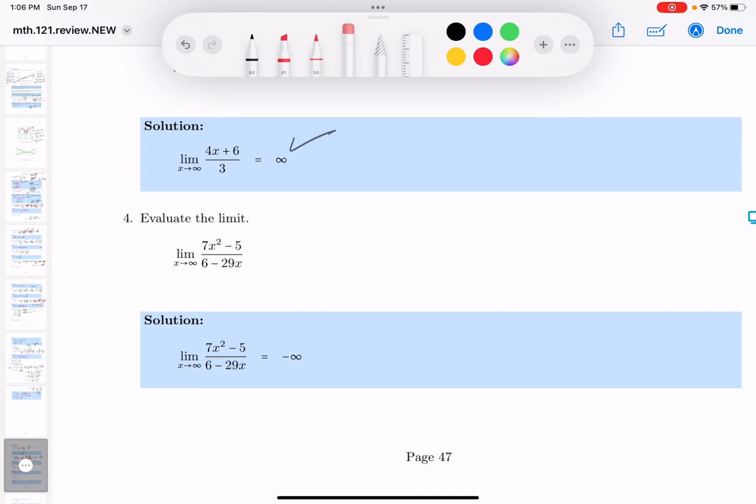Okay, a common mistake here is to look at this and say, oh, the top grows much faster than the bottom, so the top's going towards infinity, the problem must be going towards infinity. So let me take a look at it and be a little more careful about what I'm saying over here.